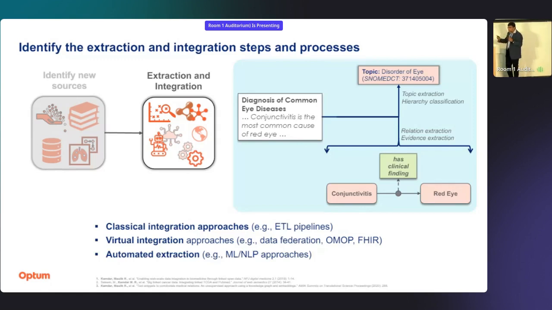But also automated extractions, like start thinking about how we can bring in large language models for knowledge extraction. Given an unstructured snippet of text, can we do topic extraction? Can we do hierarchical classification? Can we do relation extraction? Like this snippet is saying conjunctivitis has clinical finding red eye. Can we do evidence extraction for those relations?